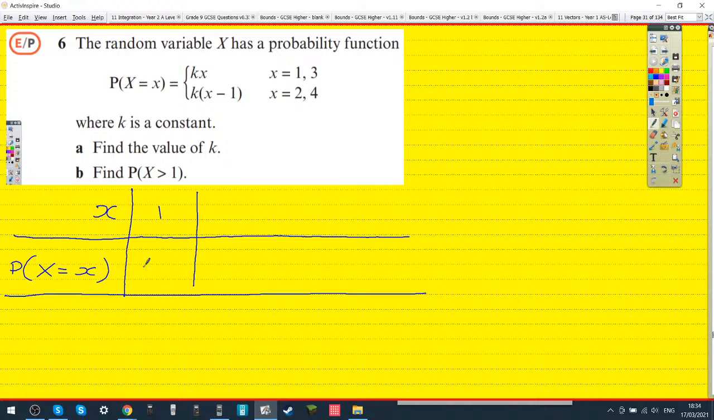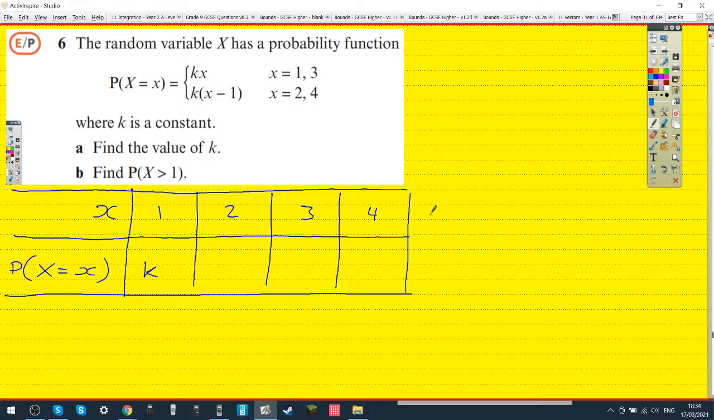Wait, kx, no. What is x? 1. Okay, so k1, or just k on its own. K on its own for the second one as well, I think. 3k, and 3k as well for this one.